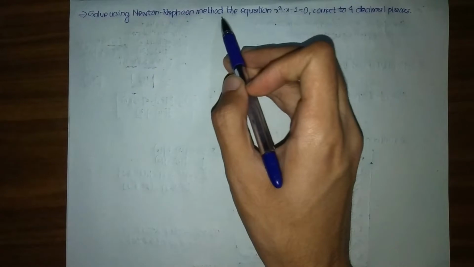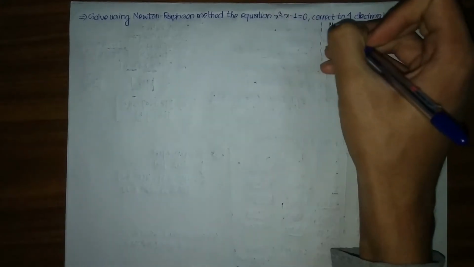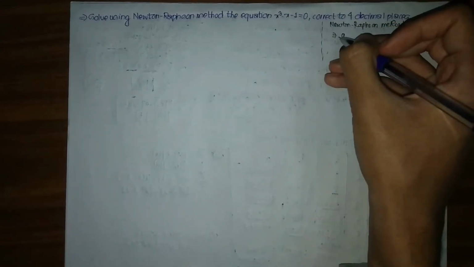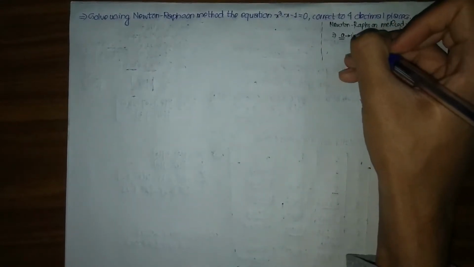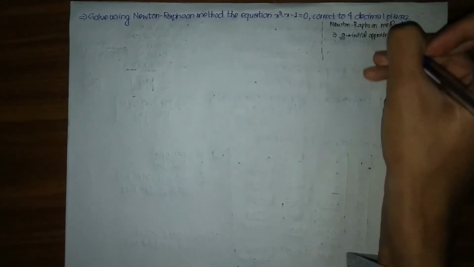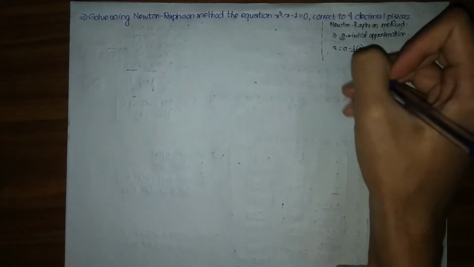Before jumping into the solution portion of this video, firstly I'd like to talk about the Newton Raphson method. What is the Newton Raphson method and how can we use it? Let's say we have our initial approximation a. Then our first approximation x is given as a minus f(a) divided by f prime(a).